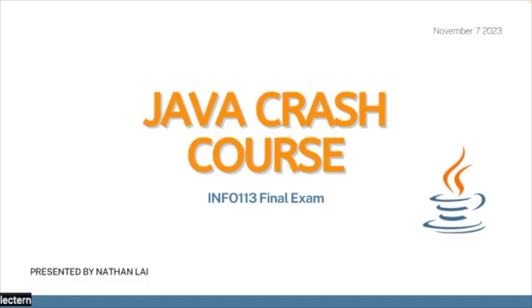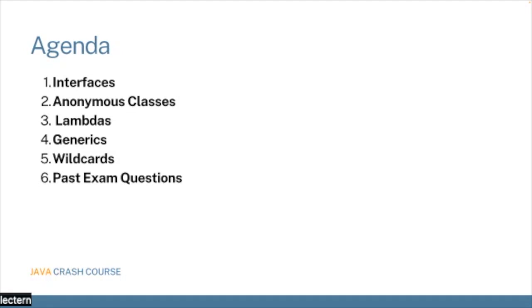Okay, so this is what we're going to go over today. We have interfaces first, and we're going to go into anonymous classes and lambdas, and then we'll cover generics and wildcards as well. This was mostly from the form responses we put out, and after that we're going to have lunch in between, and we'll look at some past exam questions and work through them together.